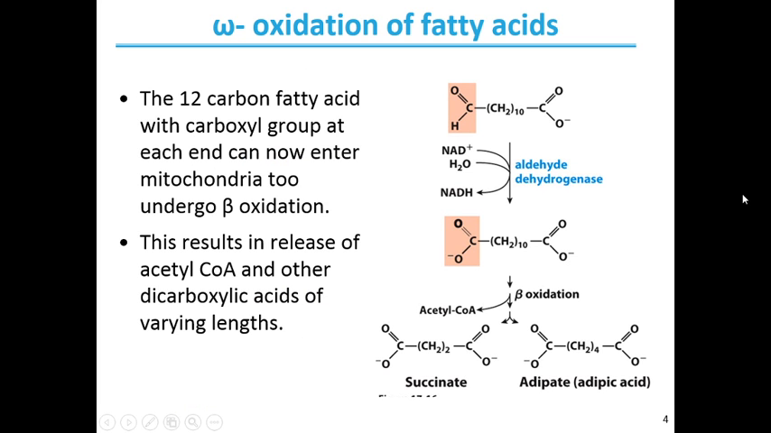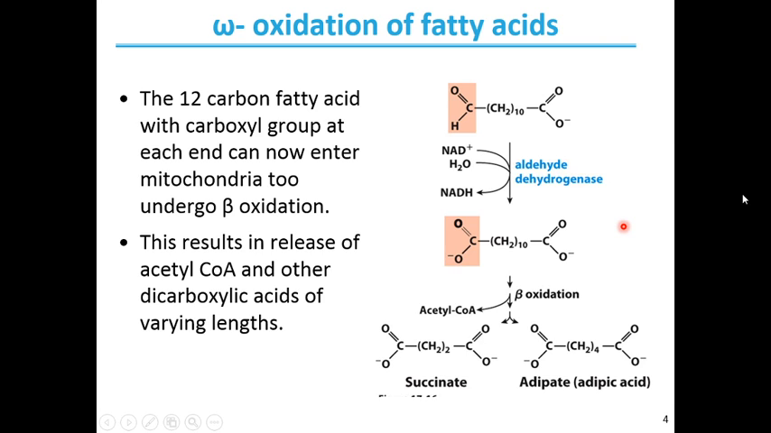The 12-carbon dicarboxylate molecule that results from the aldehyde dehydrogenase reaction can now get attached to a coenzyme A molecule on either of these carboxylate groups. This can then enter the mitochondrion to undergo beta oxidation.